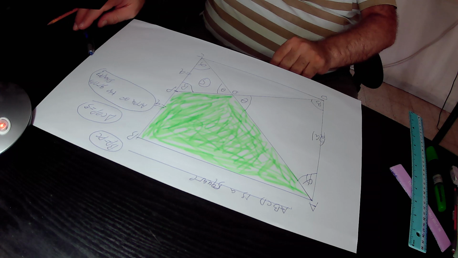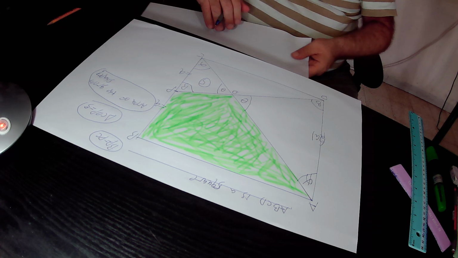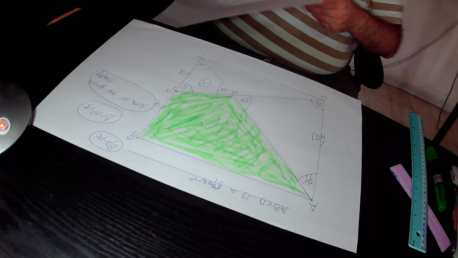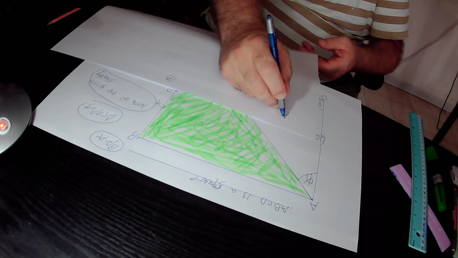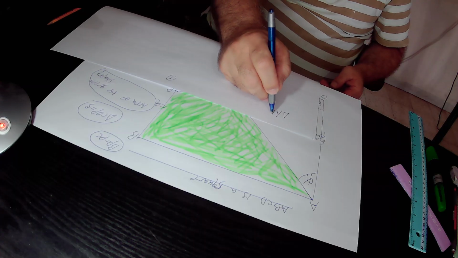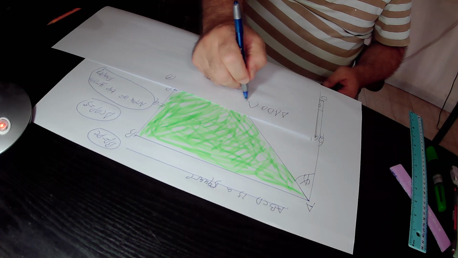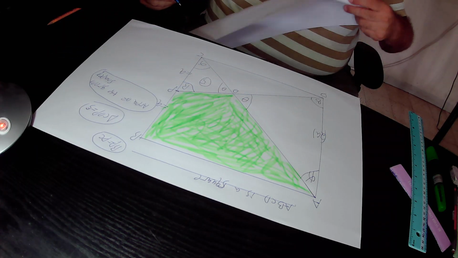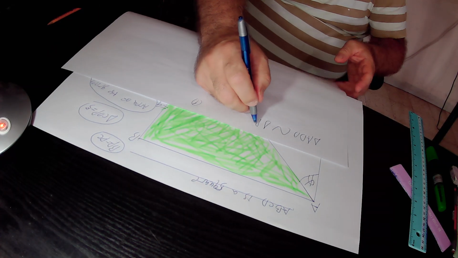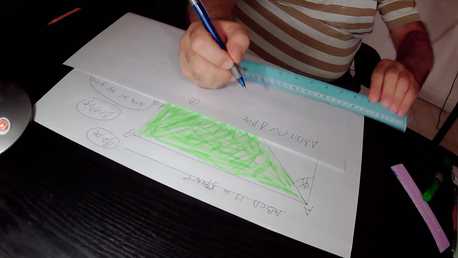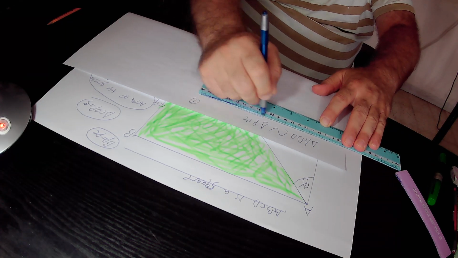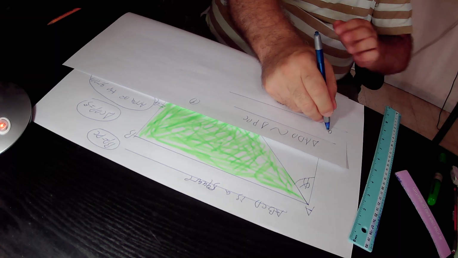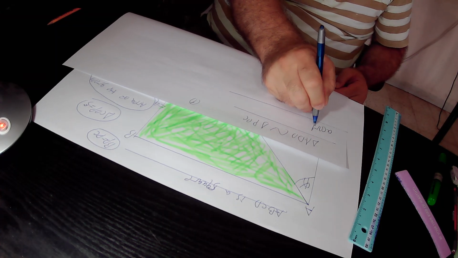So I write it down. The big triangle ADO is similar, this is the sign of similar, to the small triangle POC, according to the angle similarity rule.